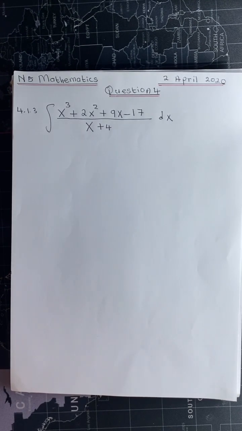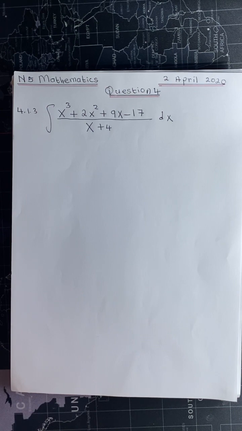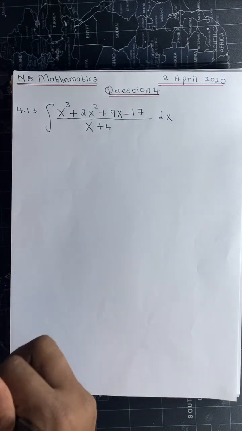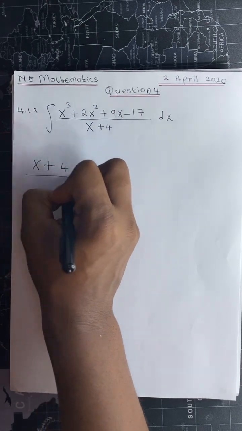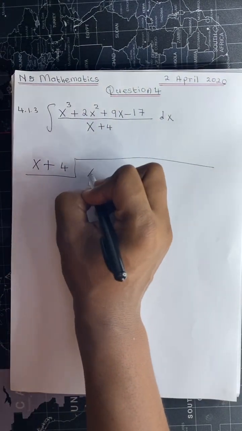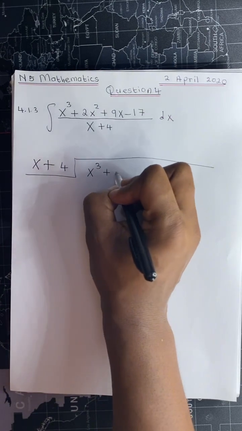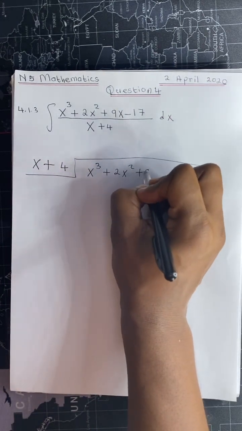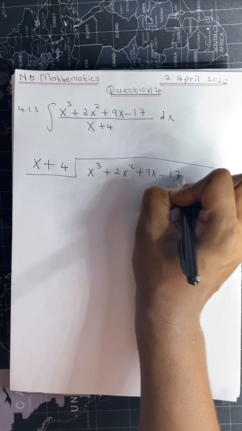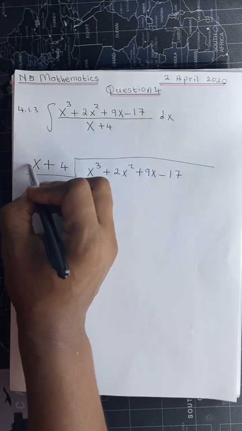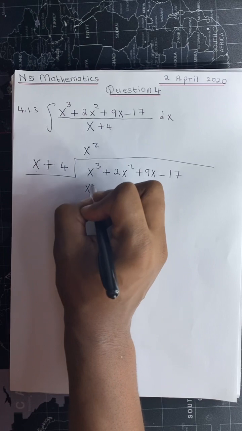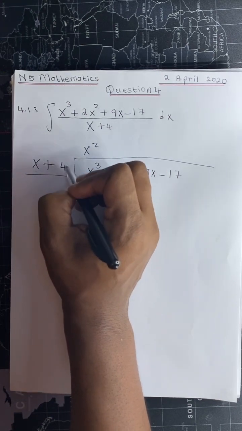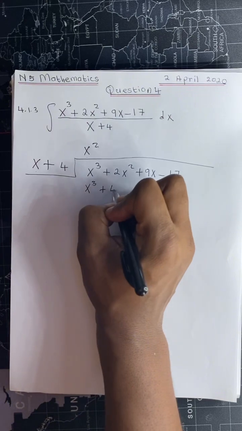Question 4.1.3, we have to evaluate the integral of x cubed plus 2x squared plus 9x minus 17 all divided by x plus 4 dx. We have to use long division to evaluate this integral. So we divide this x cubed by that x, and this will be equals to x squared, and this x squared multiplied by that x will be equals to x cubed, and this x squared multiplied by that 4 will be equals to positive 4x squared.